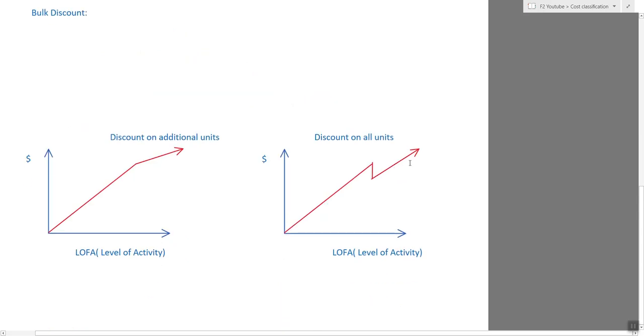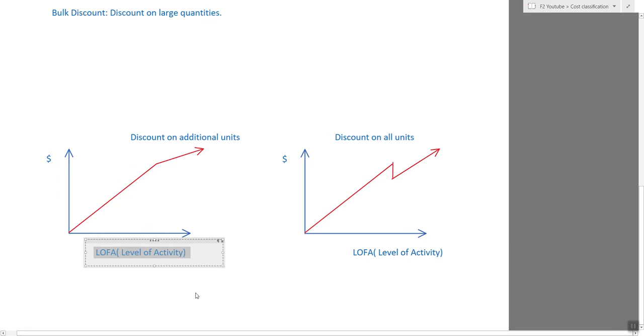Next, we have variable cost with bulk discounts. Remember, bulk discount is discount on large quantities purchased or whatever. So again, they are variable costs, but when you buy in large quantity, a discount is received. The discount could be on additional units. Let's say I tell you I will sell the product at $1 per unit.